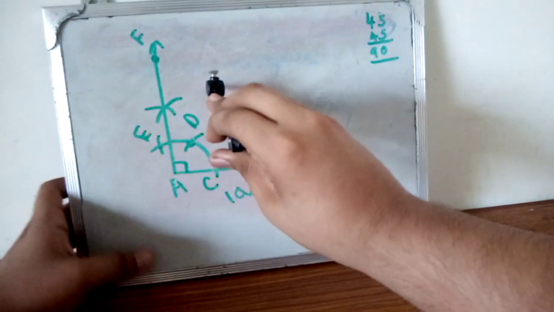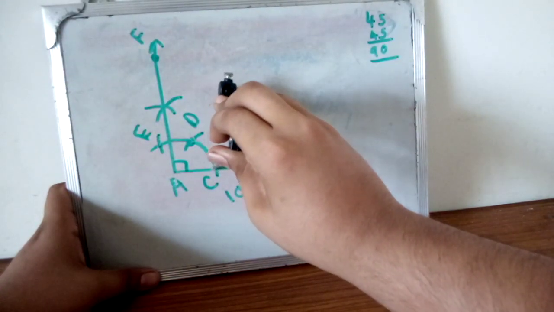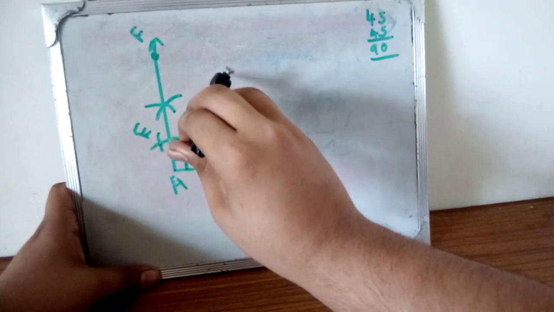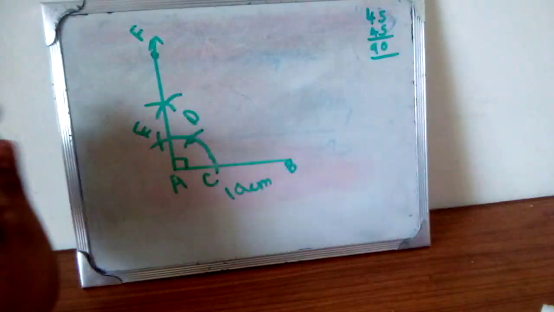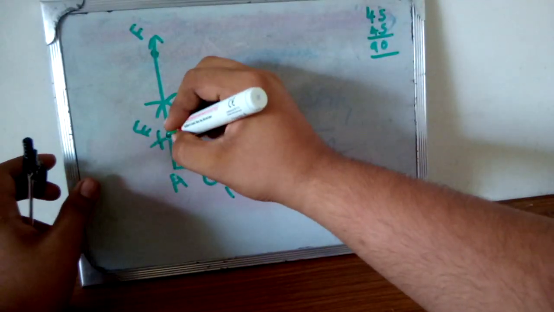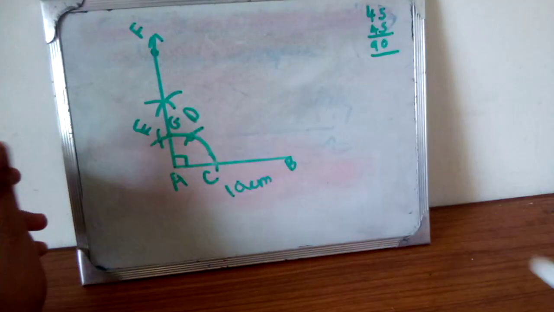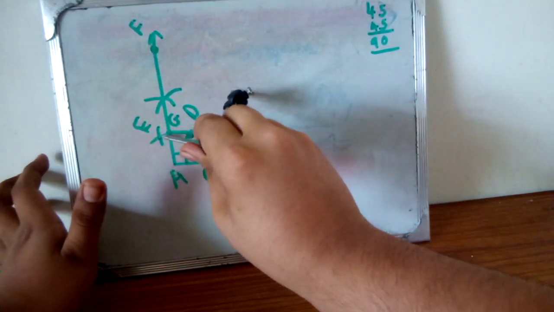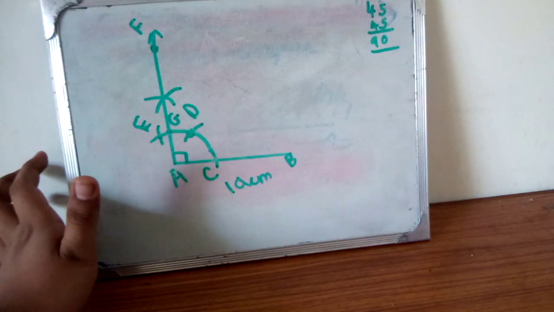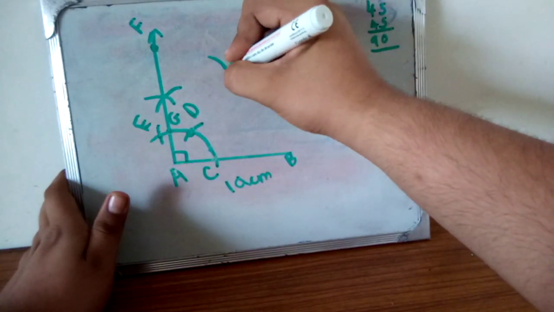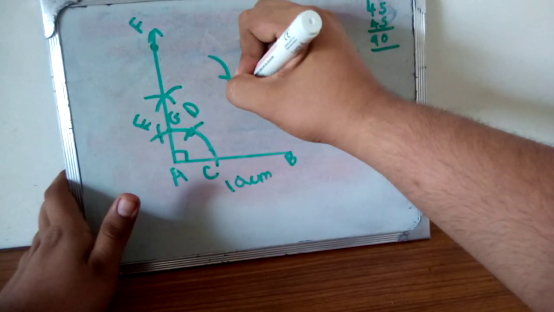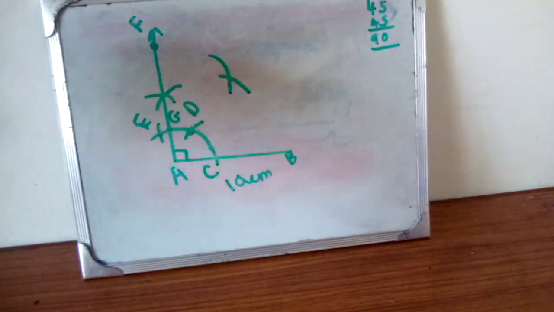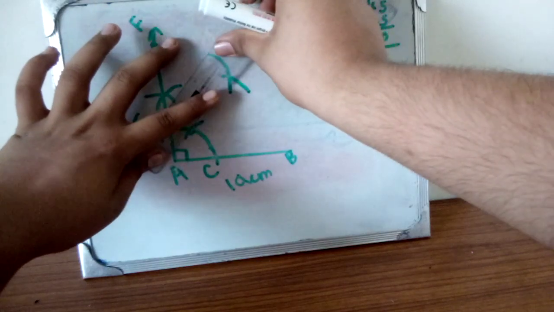Now keep the compass tip at point C, and then keep the compass tip at point G. Do not change the radius. Now these are the arcs which are drawn by us, and then join this line.